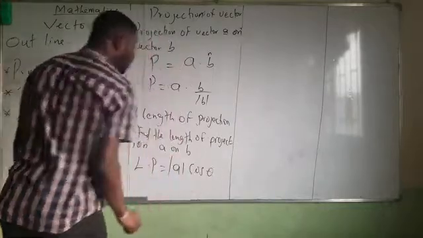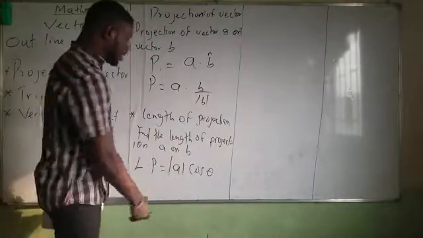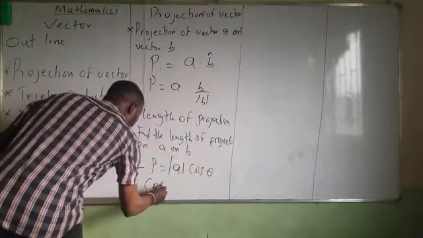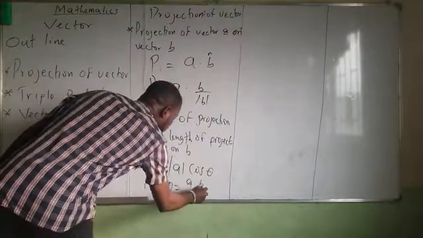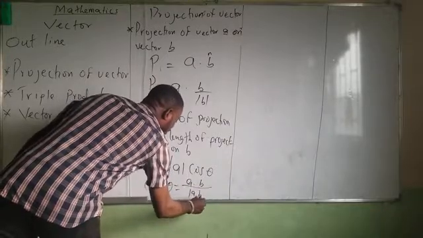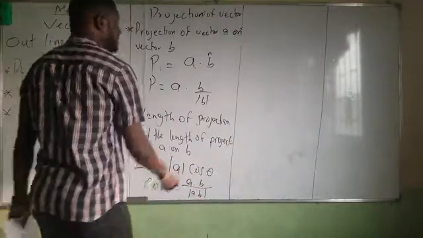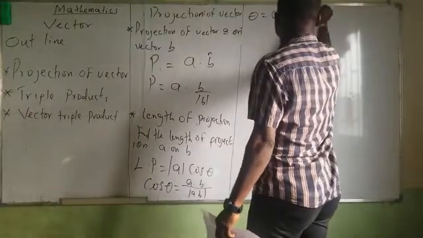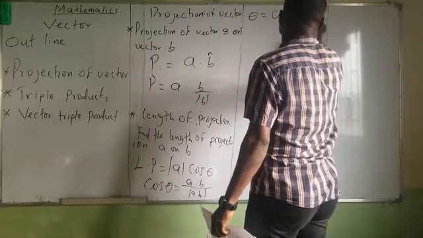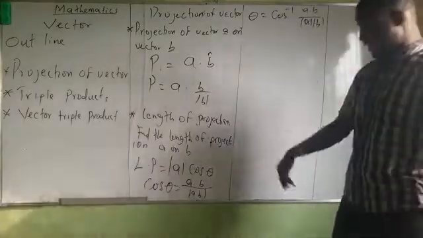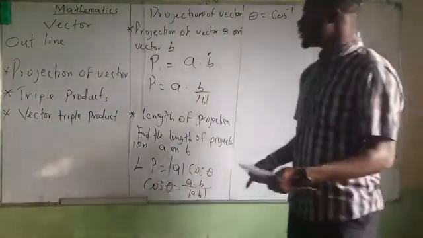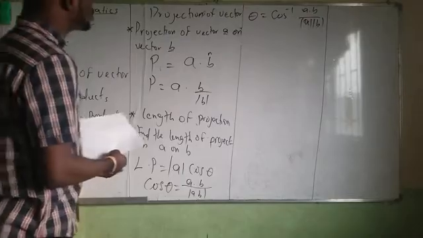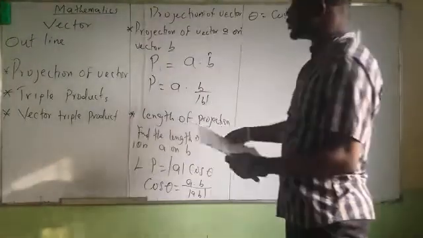Now, at this point, I've told you earlier that for you to generate your angle, cos theta can be equal to A dot B divided by magnitude of A times magnitude of B. So my theta will now be theta equals cos inverse of A dot B divided by magnitude of A, magnitude of B, which we have done earlier. That is what we mean by projection.